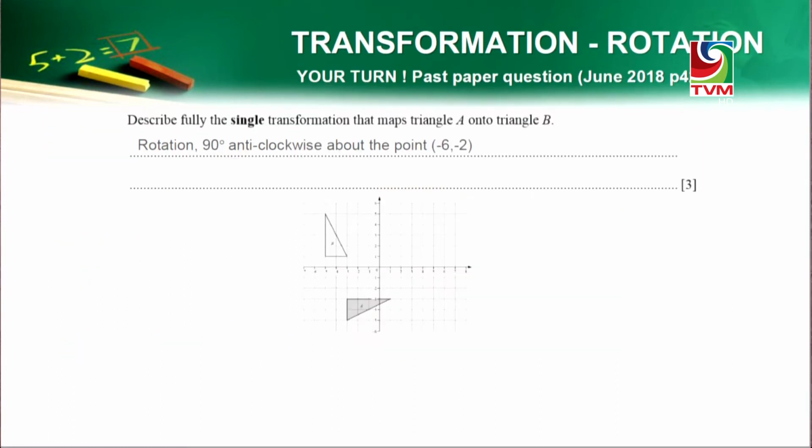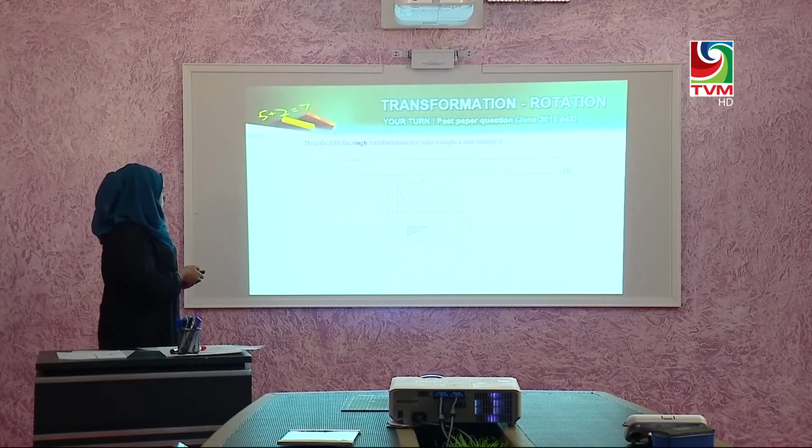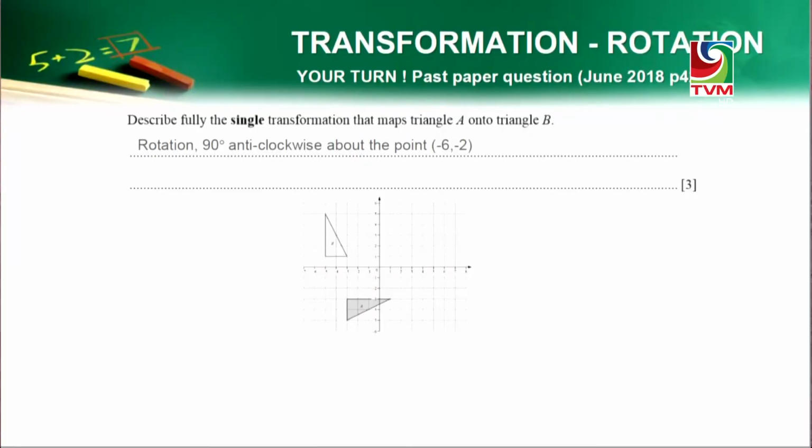Okay, here is an examination question. Describe fully the single transformation that maps triangle A onto triangle B. Here, single is in bold because you have to write one specific transformation and describe it in detail. Here you cannot write rotation and translation, just one type of transformation and describe it in detail. Okay, let's see how we are going to describe this transformation.